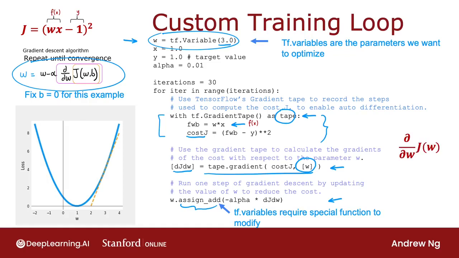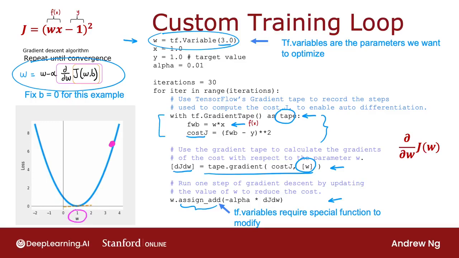And with this, TensorFlow will start with finding the slope of this at 3, shown by this dashed line, take a gradient step and update W, and compute the derivative again and update W over and over until eventually it gets to the optimal value of W, which is at W equals 1.